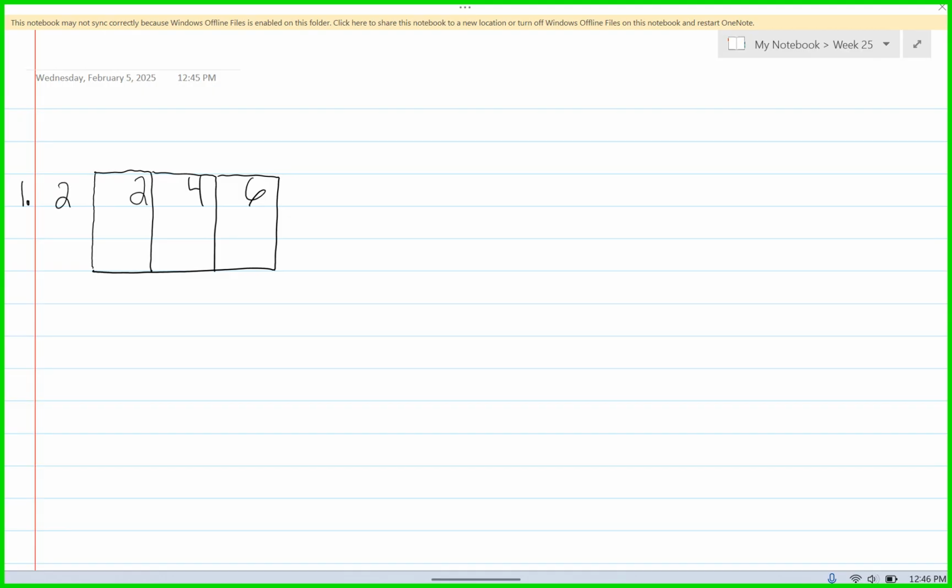So the first thing we need to do, so it's 246 divided by 2. And you're still going to do divide, multiply, subtract, bring down, repeat, right? It's the same concept, all right? So let's take a look.